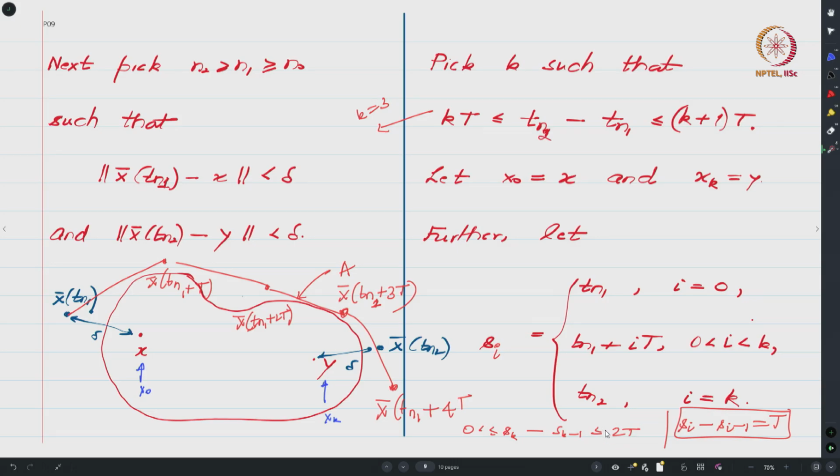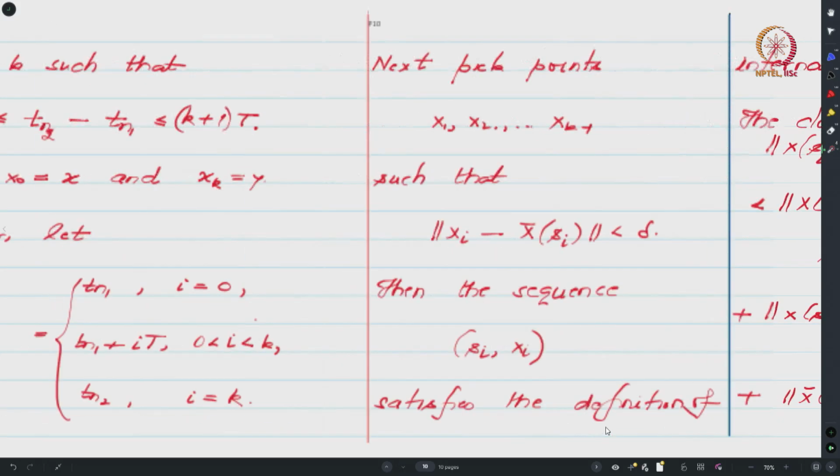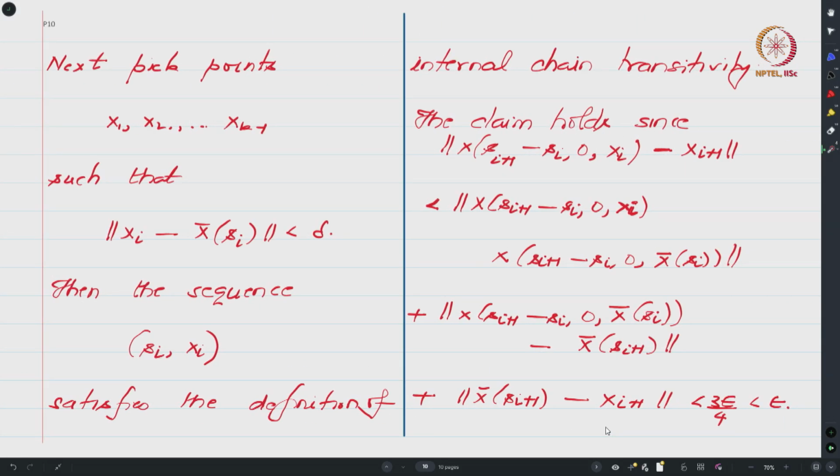This fact is the reason why, if you remember, we were working with windows of length 2t and so on. So now we have identified some intermediate time instances and now we are going to identify some intermediate points denoted by x1, x2 and all the way up till xk minus 1. And how we are going to choose these points: we are going to choose them in a way that the norm of xi minus x bar si is less than delta, and these xi's should be in A.